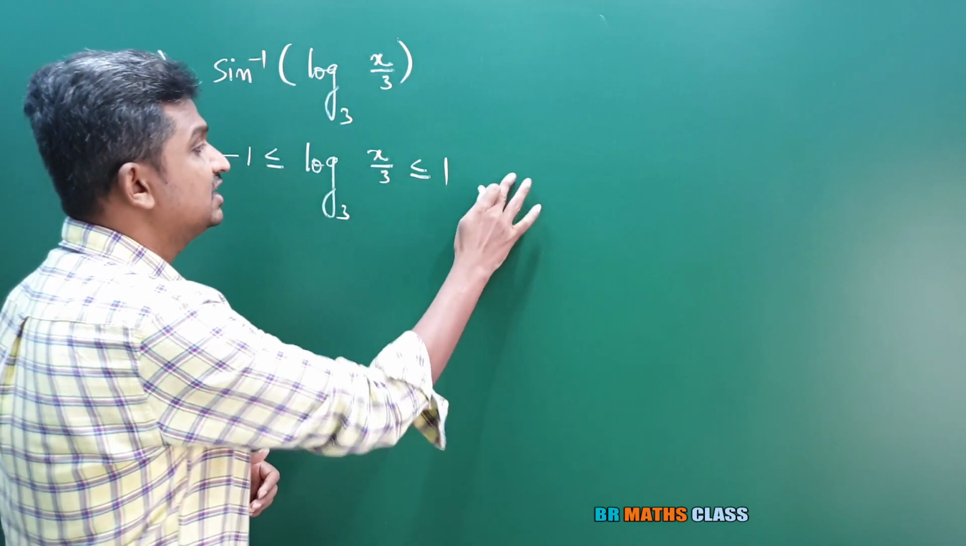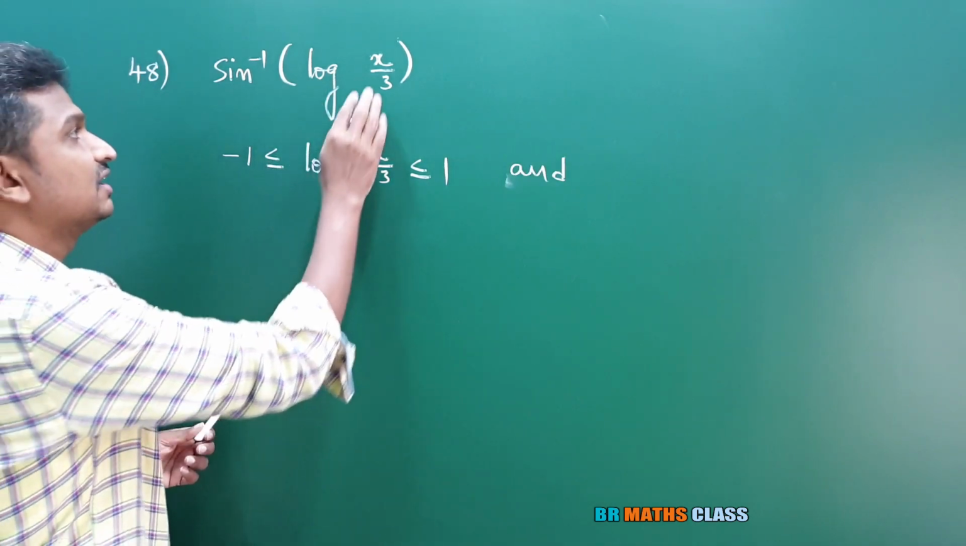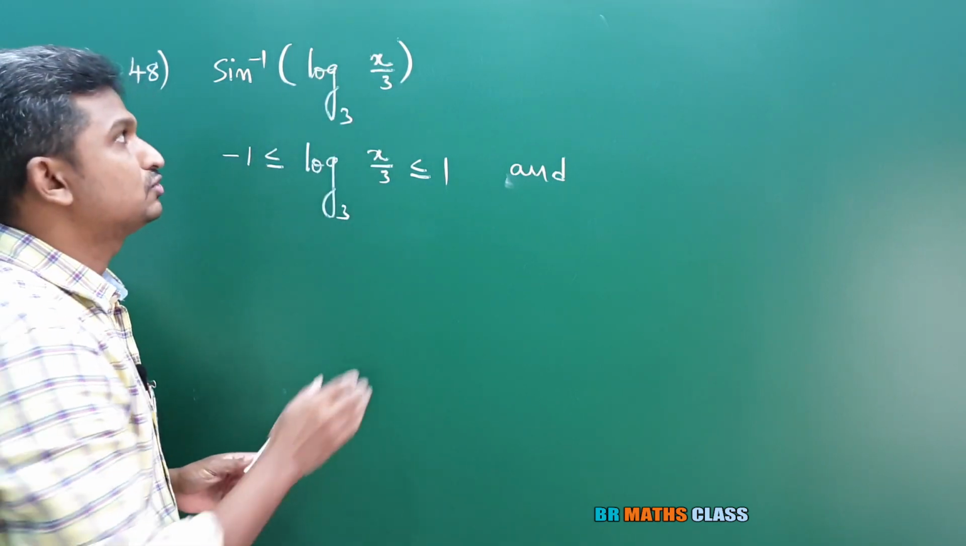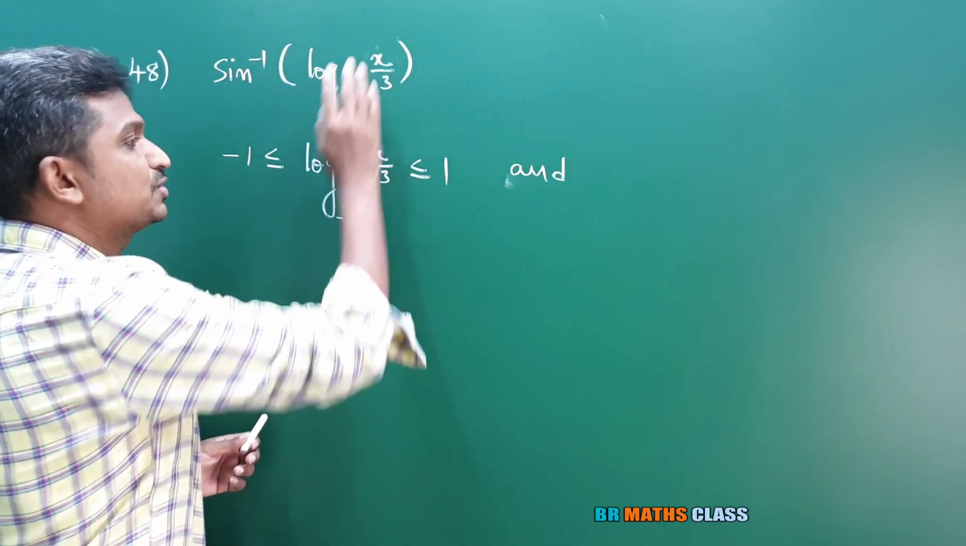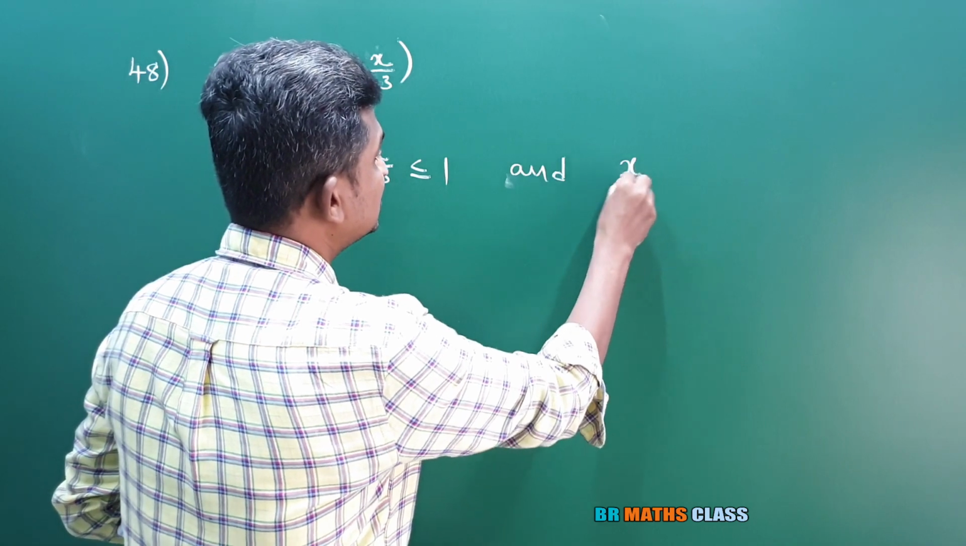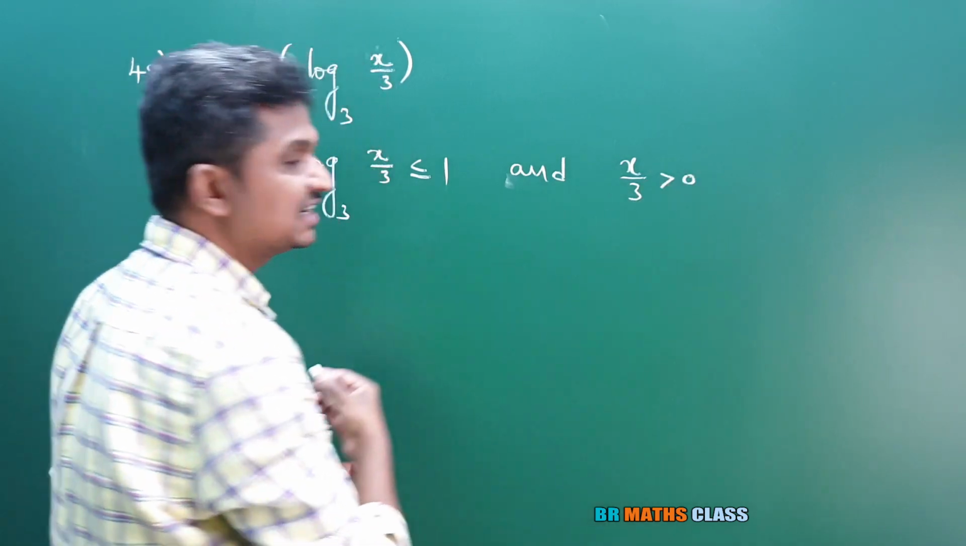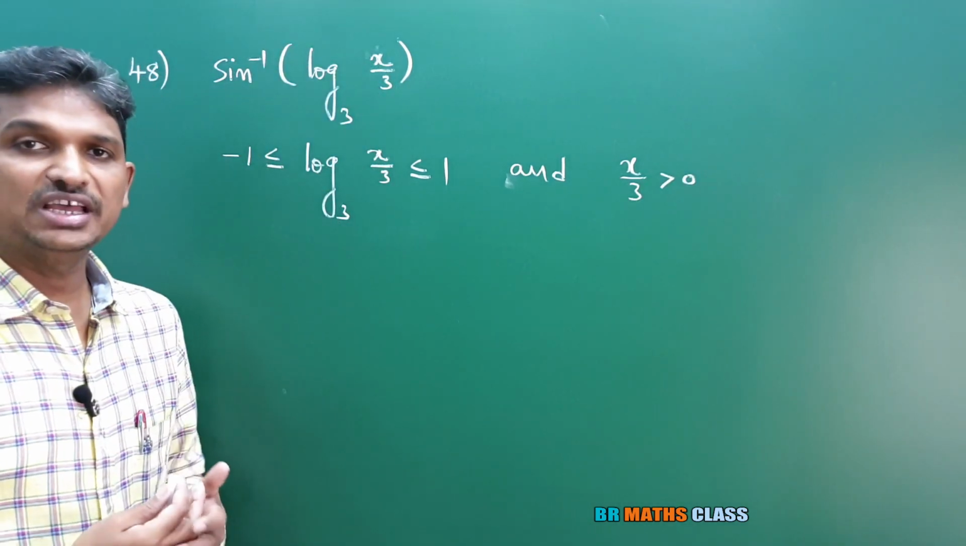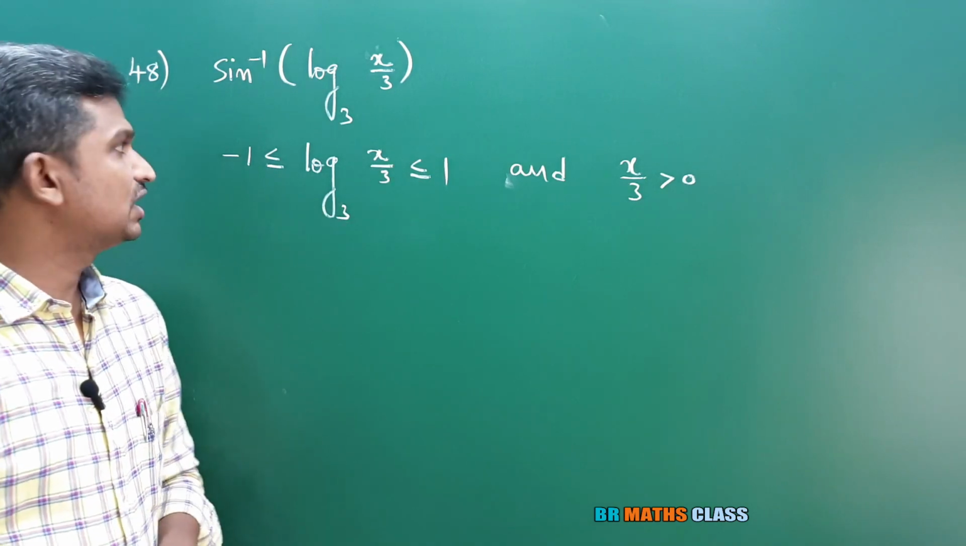And one more thing, here you observe log is there. We know that logarithm is defined for positive real numbers only. So whatever this expression is, that must be greater than 0. So x by 3 is greater than 0. Now I need to find the x values which satisfy both inequalities.